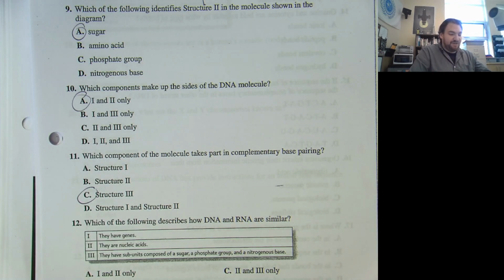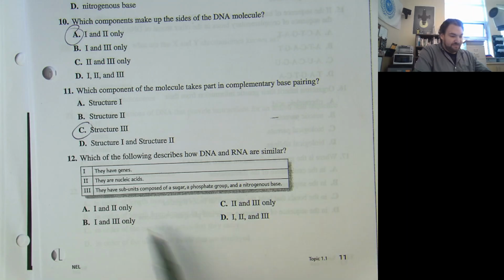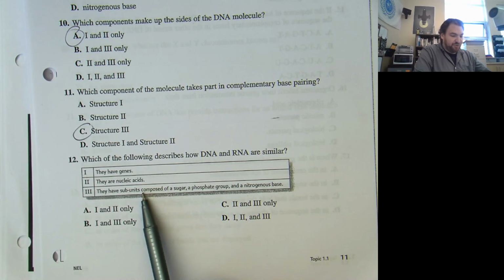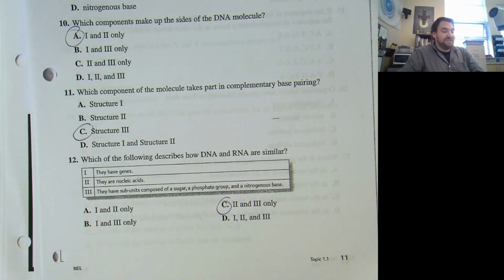Which of the following describes how DNA and RNA are similar? That is true. That is true. I would say C. RNA does not have genes, plural. RNA is the code for a specific chunk of gene, or a specific gene.